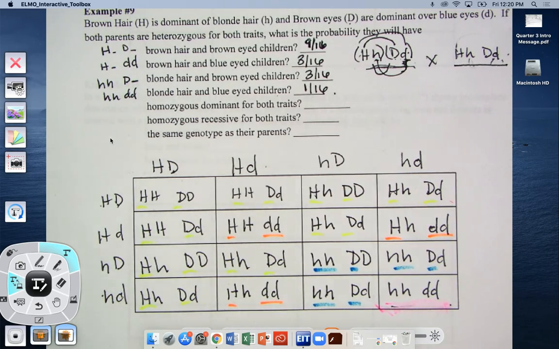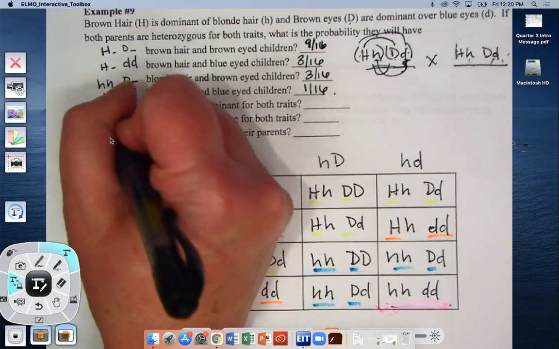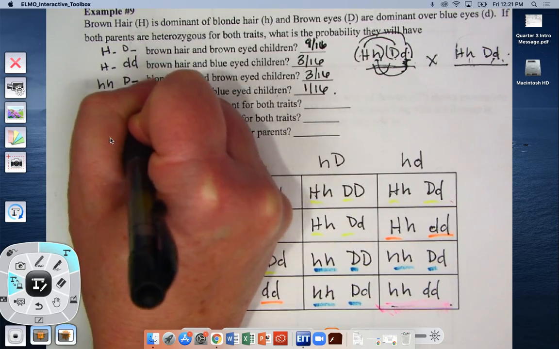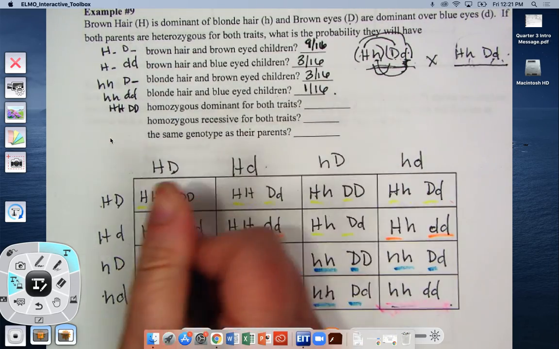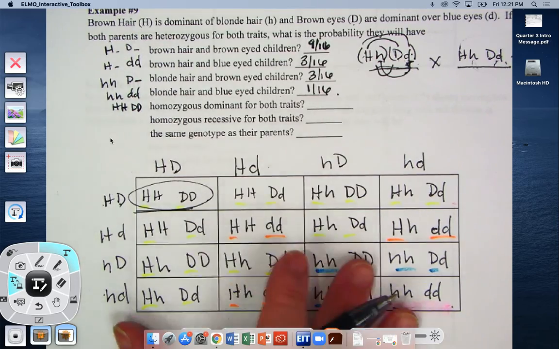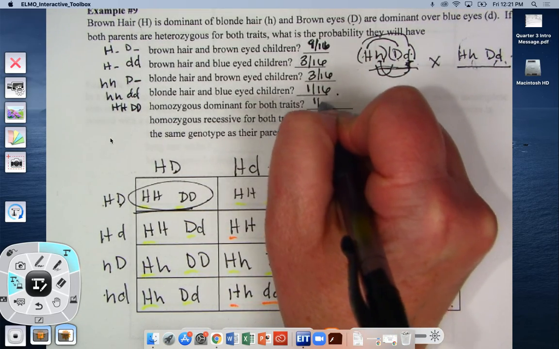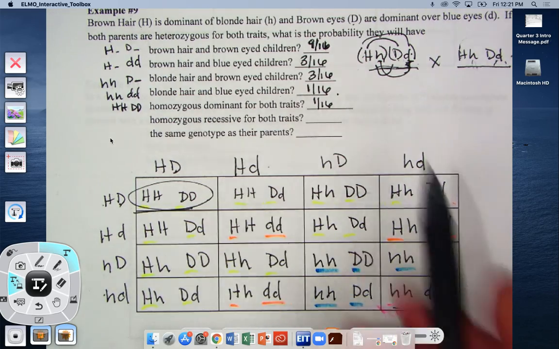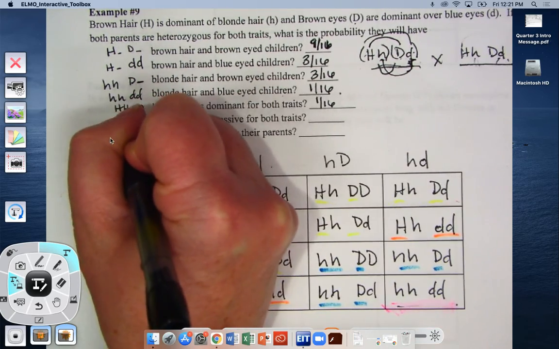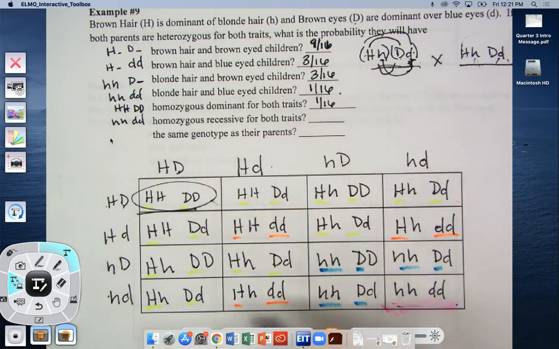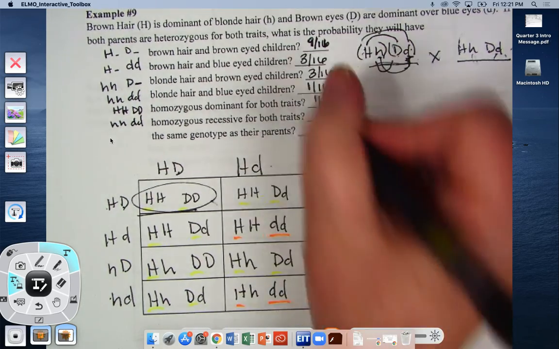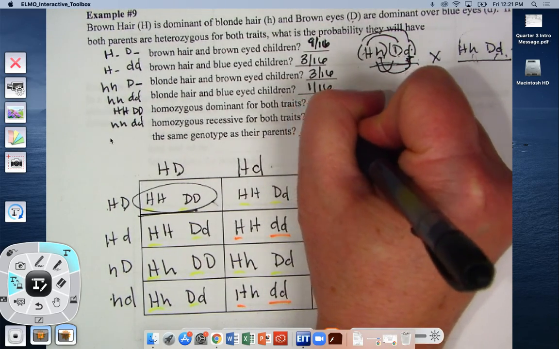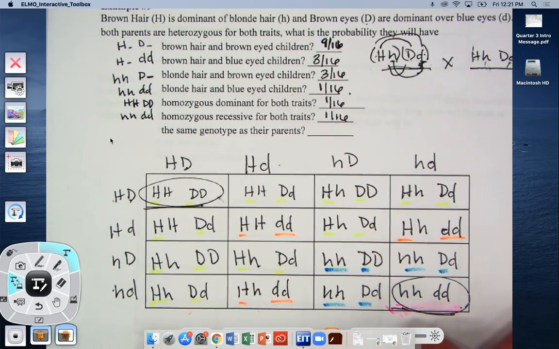So homozygous dominant for both traits. So now I'm looking for this. And as I look, I have 1. And I know I didn't look very hard. You will look harder. I know the answer, so that's why I didn't. And then homozygous recessive, so I'm looking for this. Again, I could look really hard. I do know I only have 1. So you could look for it for me.